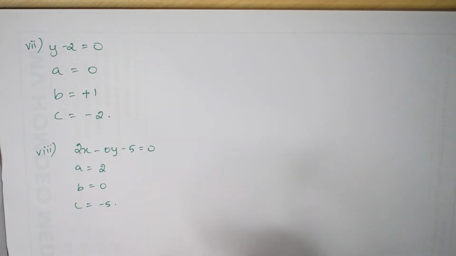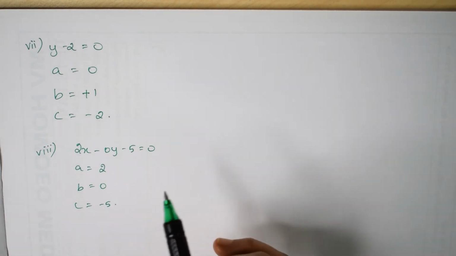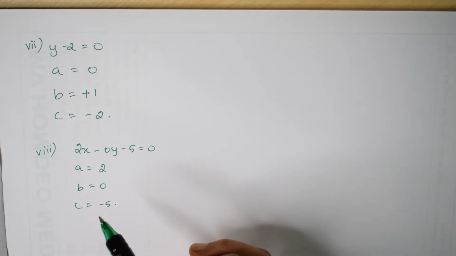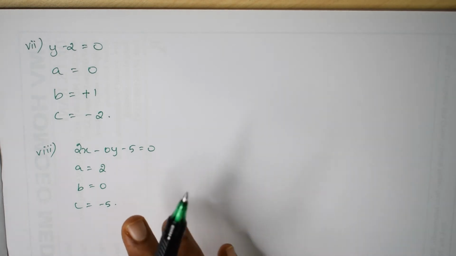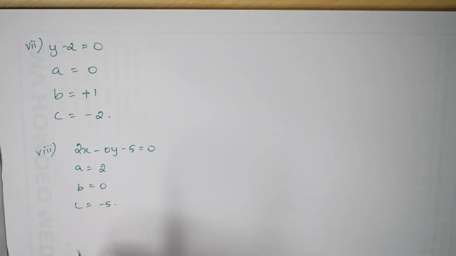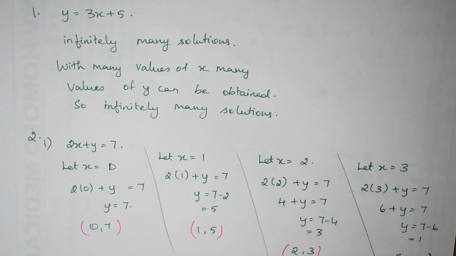Whatever equation is given, we write it in the format of ax plus by plus c, and accordingly we take the values of a, b and c and we have to represent it. This exercise is just for you to understand what is given in the linear equation. That's it. Okay, your actual sum starts from the second exercise. This may be for your 1 markers. Okay.